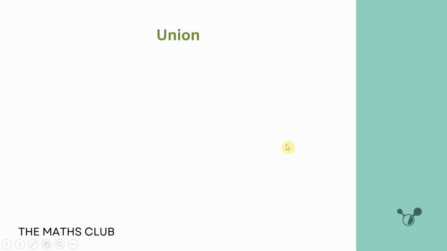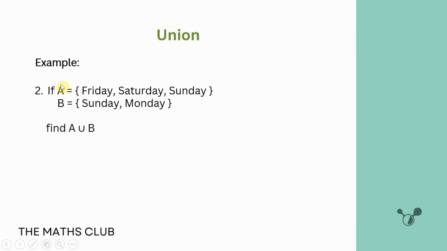Let's look at another example. In this example, we're given a set A, which contains some days of the week: Friday, Saturday, Sunday. And set B contains two other days of the week, Sunday and Monday. We're told to find the union of sets A and B. Pause the video and try it out yourself. Welcome back. Let's solve it together.